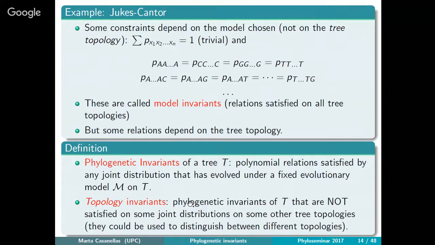These are phylogenetic invariants, so constraints of this type that are satisfied by any distribution on the tree, but are not satisfied on some distribution on another tree topology. So they tell us something about the topology. They hold for a particular topology, but not for all other topologies. So they could, in theory, be used to distinguish between different topologies.